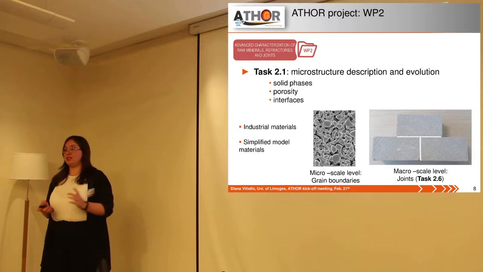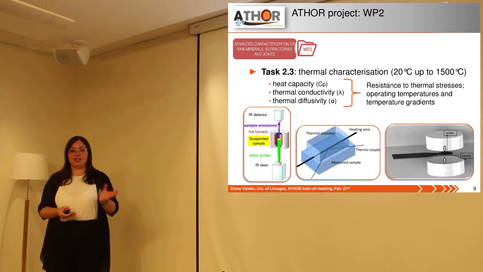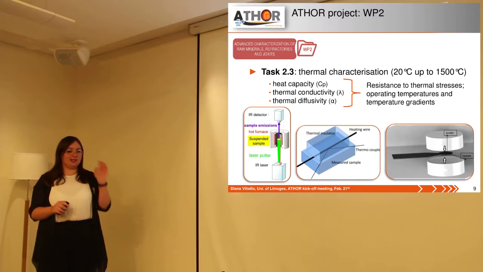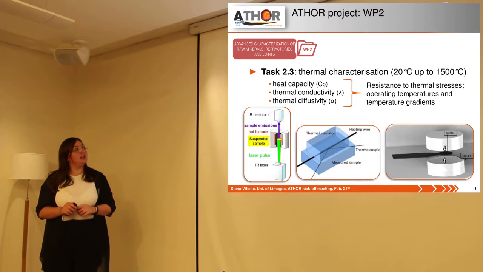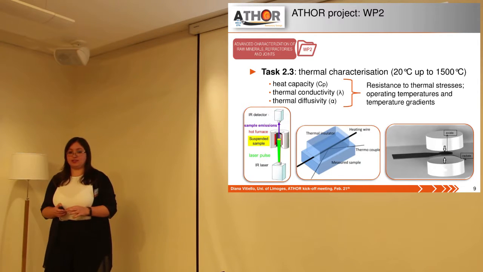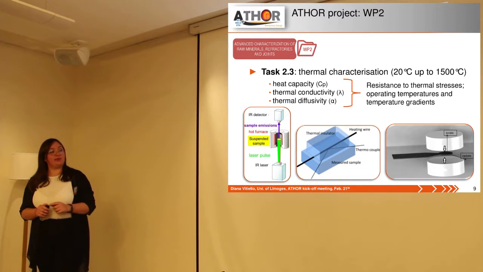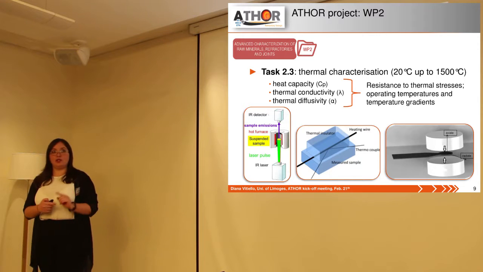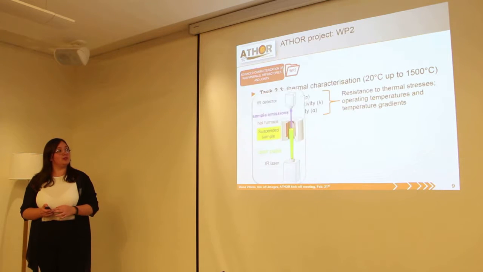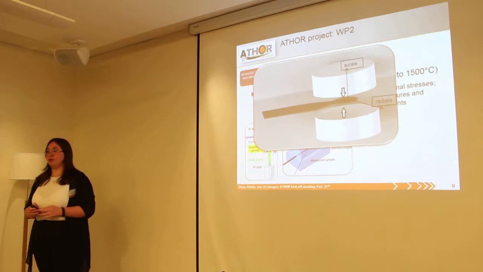But not just to understand this relationship, but of course also to evaluate the thermal properties in a range between 20 degrees up to 1500 degrees. And these thermal properties are heat capacity, thermal diffusivity, and thermal conductivity, that are really important for all ceramics in thermal shock resistance for thermal stresses and to determine operating temperature and temperature gradients. For this task, I will use different methods, for instance, the laser flash method, but also hot wire method, and hot disk method, and probably also other methods.